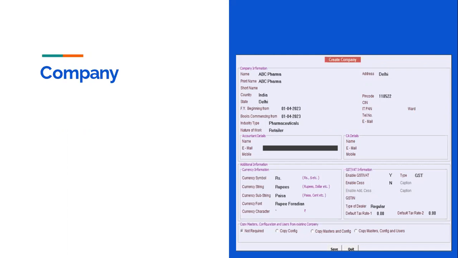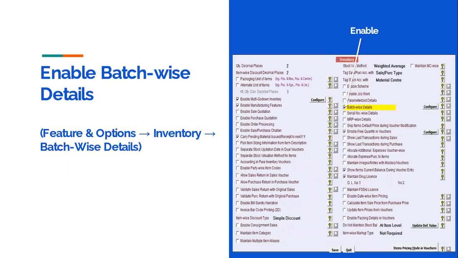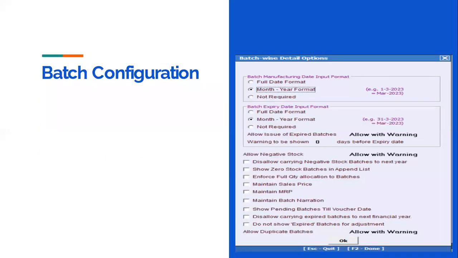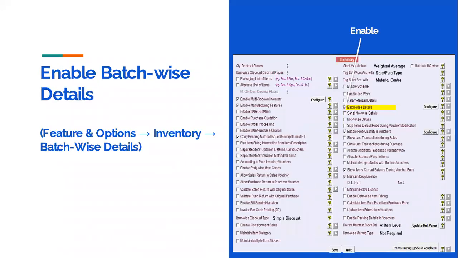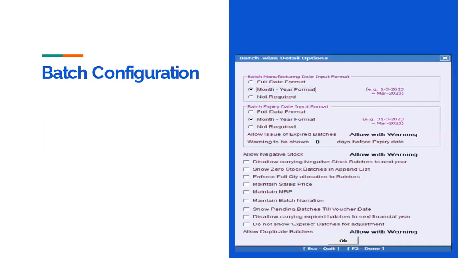After creation of the company, the batch enable configuration is available under the feature and option menu. In the inventory tab, as you see on the screen, the batch wise details option is highlighted in yellow color. That feature we need to enable. After enabling the feature, a secondary configuration is available. After enabling the batch wise details, beside it we will get a configure button. After clicking the configure button, this type of screen comes in front of us.